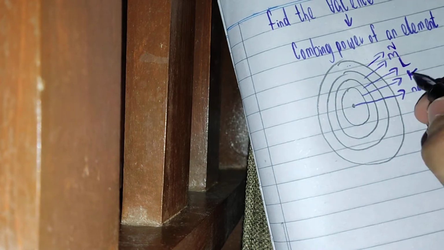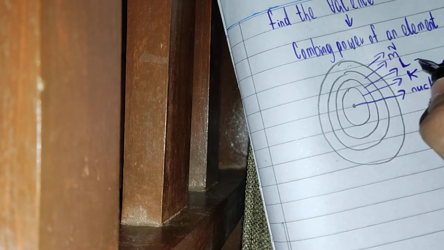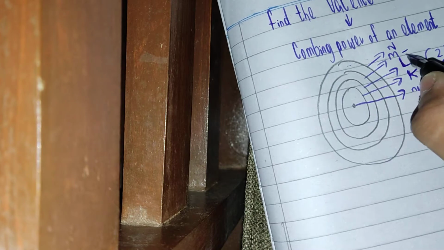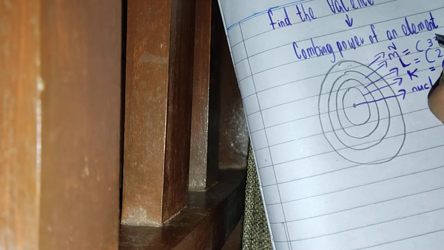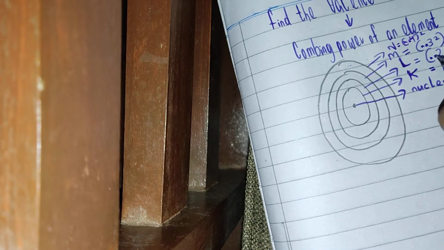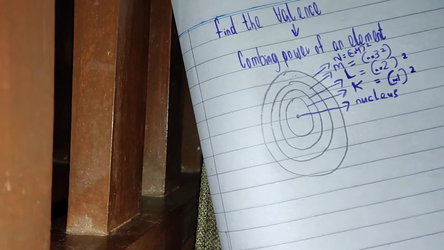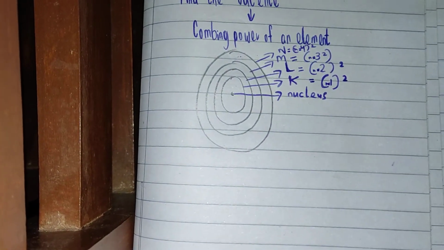The K shell has one square, the L shell has two squares, the M shell three squares, the N shell four squares, and these will also come in each of them. So this is the Bohr model. This is known as the Bohr model.